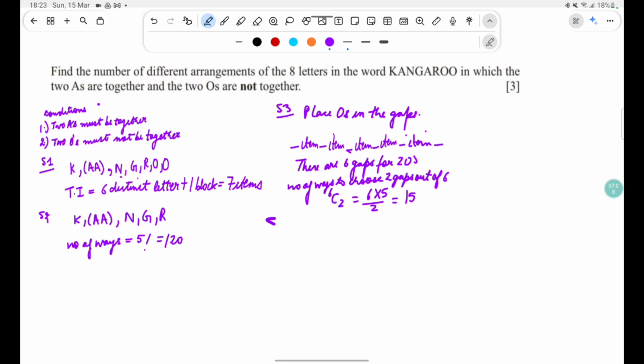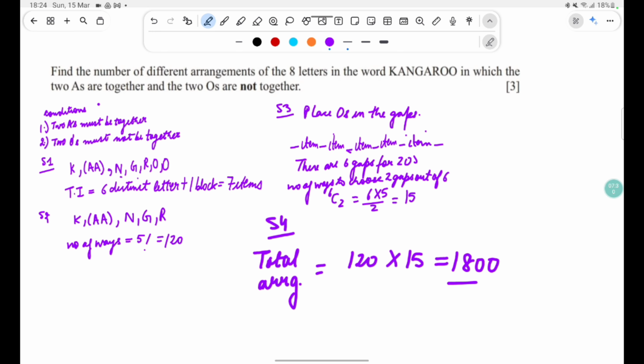Next is our step 4, in which I'll find the total arrangements. So total arrangements are the ways to arrange other letters, that is 120, and the ways to arrange O's, that is 15, that we calculated in step 2 and 3. So now if I calculate, this will be 1800, which will be our final answer.